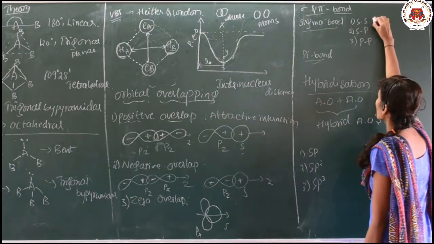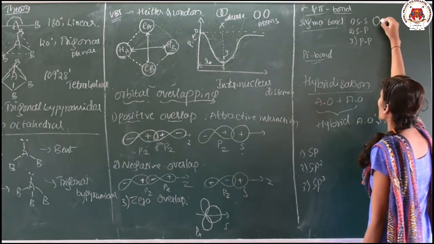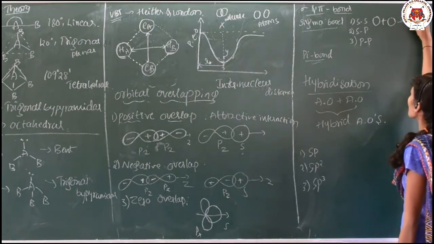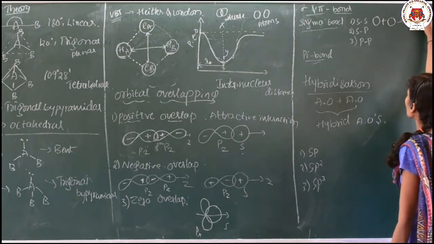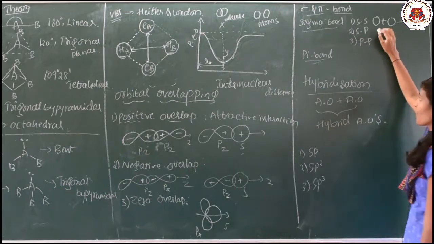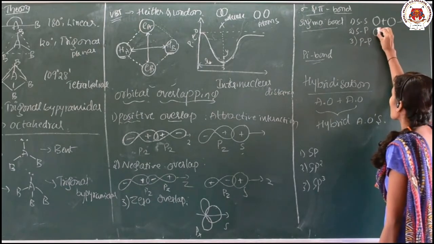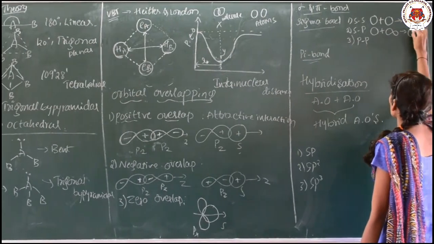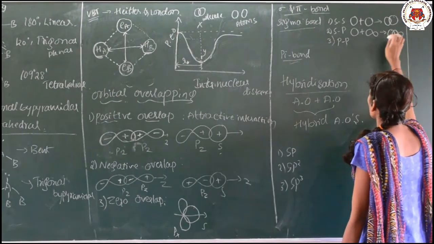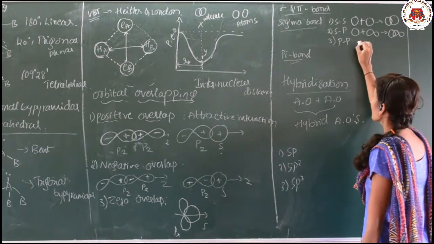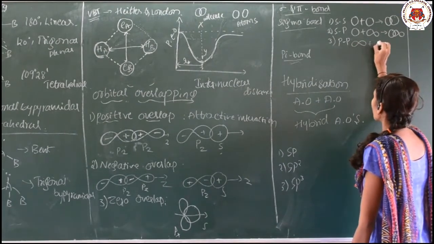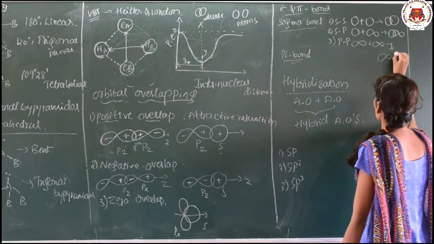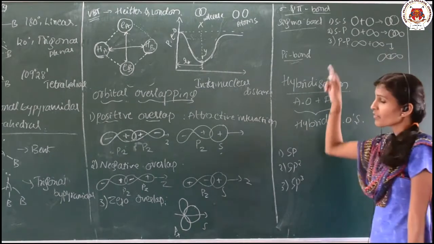In case of SS overlapping, two S orbitals overlap head to head, and there is a formation of an SS sigma bond. Similarly, SP means one S orbital and one P orbital combine with each other, forming a sigma bond. Here also, in PP overlapping, we get a sigma bond.